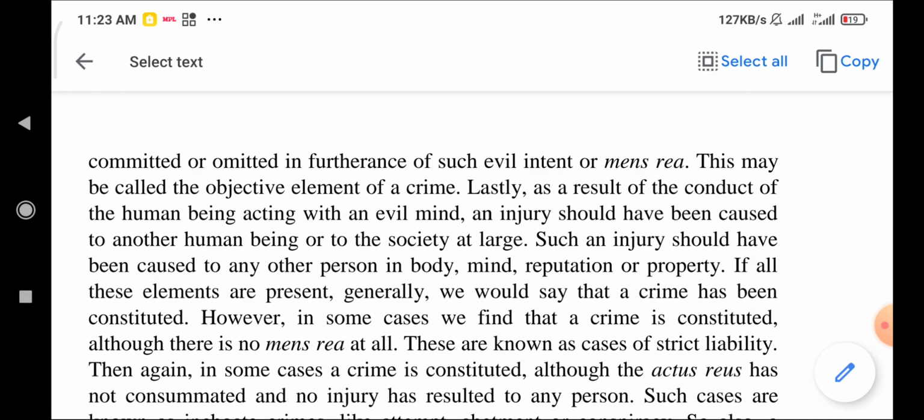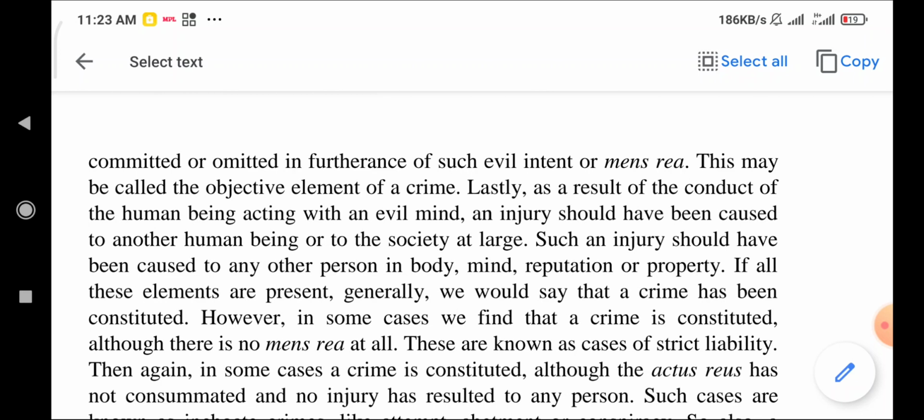Lastly, as a result of the conduct of the human being acting with an evil mind, an injury should have been caused to another human being or to the society at large. Such an injury should have been caused to any other person in body, mind, reputation, or property. If all these elements are present, generally we would say a crime has been constituted.